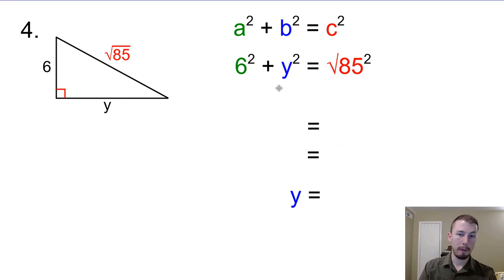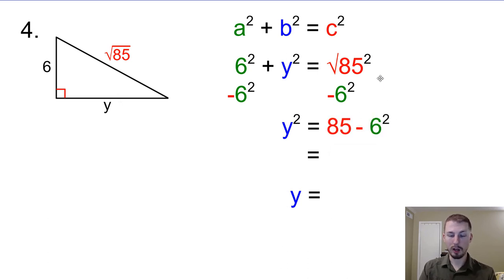So what I'm going to do is subtract the 6 squared from both sides, leaving me with y squared is equal to 85 minus 6 squared. The reason for that again is because the 1/2 power of a square is going to be 1. Remember, they undo each other. So radical 85 squared is just a regular 85. Over here we had 6 squared and y squared, so we just subtract. So y squared is going to be the difference between those two.